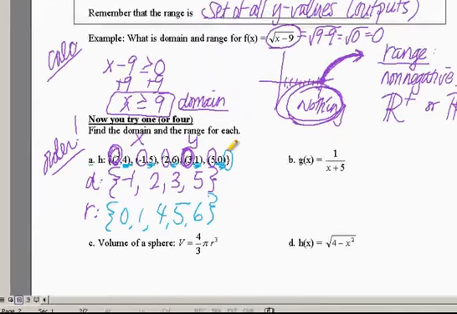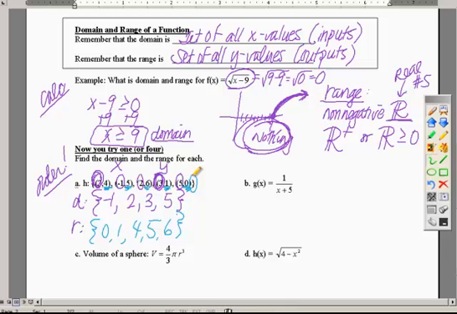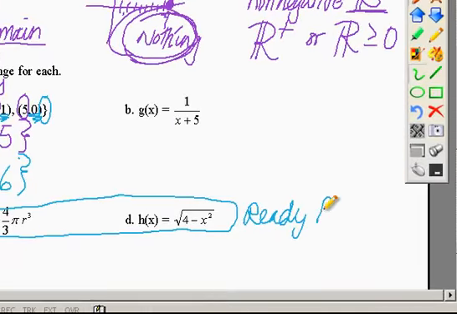In part B, I want to talk about part B, and then I'm going to leave those other two. I would like you to try these two and have them ready for class. That's what we're going to start with tomorrow morning, if you can have those ready. I'm just going to look at B.